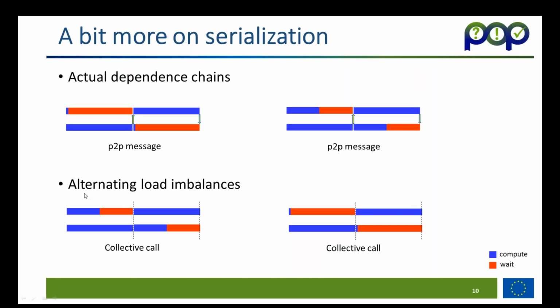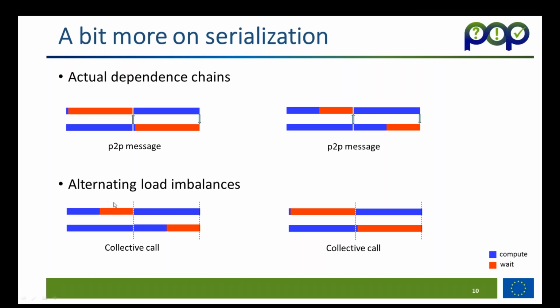What I want to stress is that there are other patterns that end up having the same structural characteristics and may correspond to other source code structure, which would be phases separated by collective calls. In these phases, there is no dependence between the computations in them, but it may happen that there is load imbalance in one phase, which is compensated by a different load imbalance in the other phase.